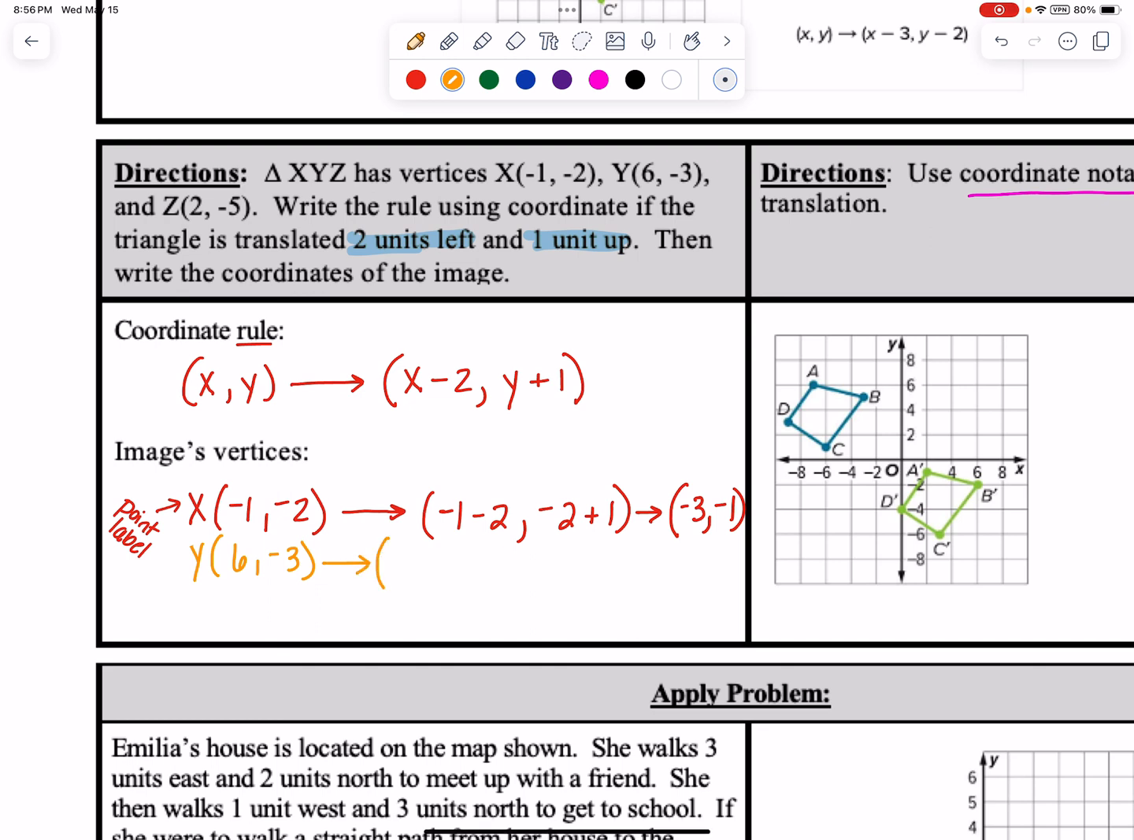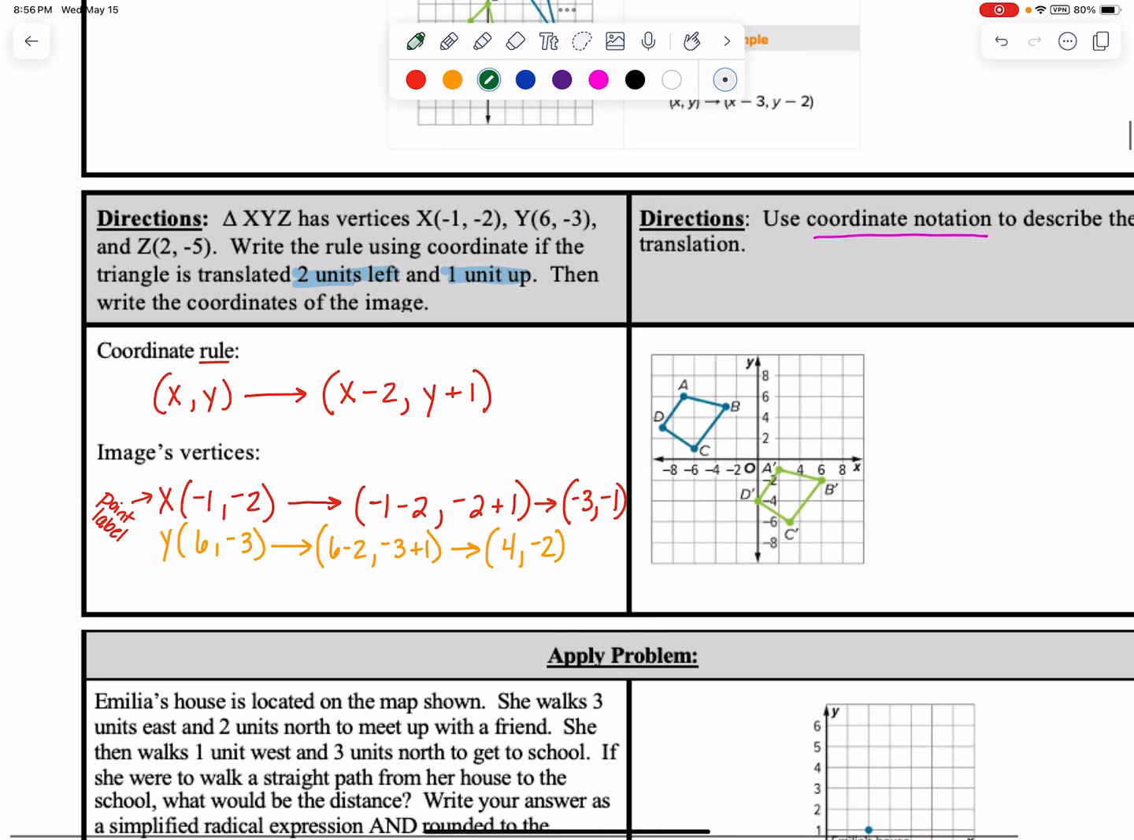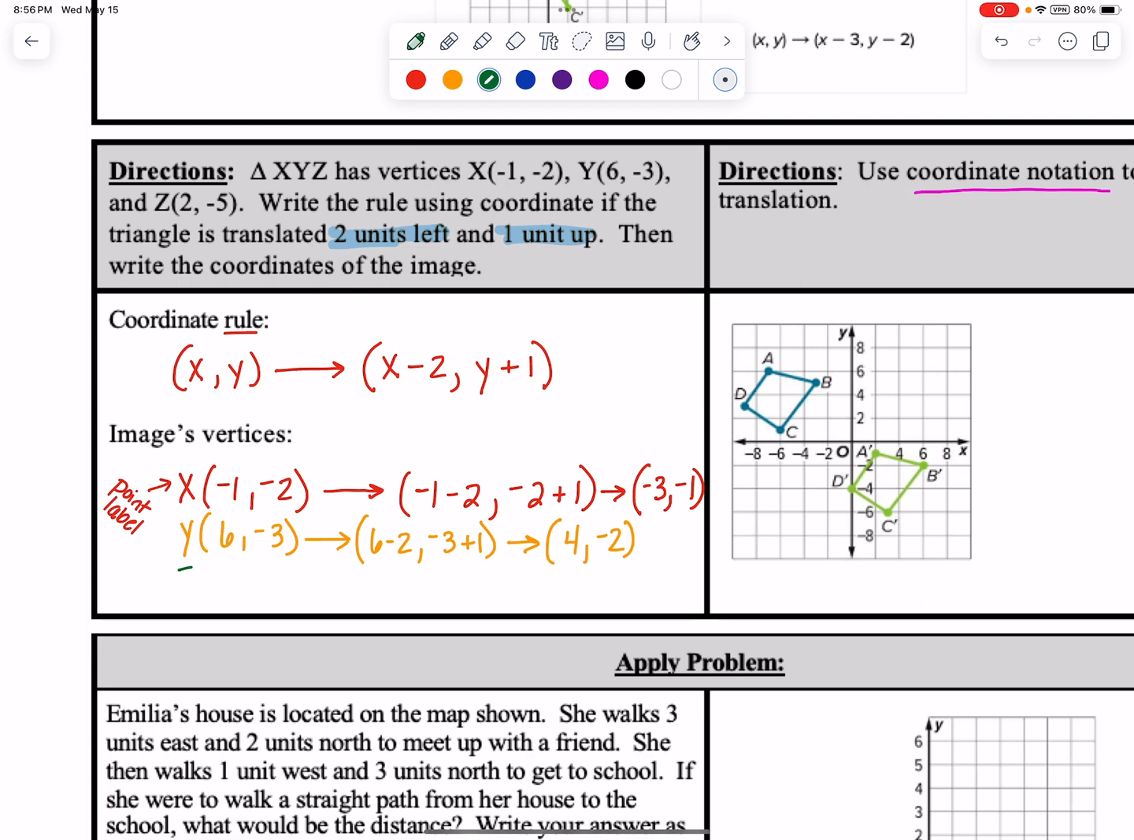So the rule is 6 - 2, okay, comma, and the y is -3 + 1. So what's the new ordered pair? The new ordered pair is 6 - 2 is 4, and -3 + 1, different sign subtract, is -2. Okay, and then let's go ahead and do the last one. The last one is vertice Z, or point Z, and it is 2, -5.